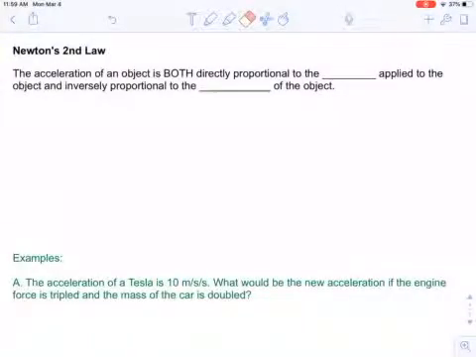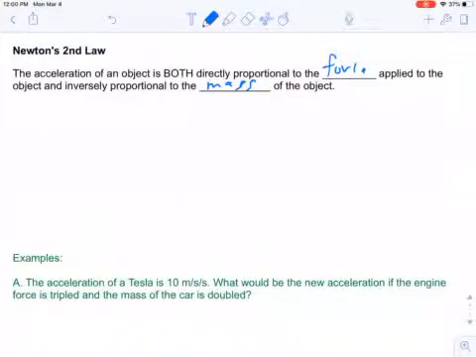Alright, let's take a look at part 3, which is Newton's second law. This says that the acceleration of an object is both directly proportional to the force applied and inversely proportional to the mass of the object. So we're just combining the two things that we just looked at in part 1 and part 2.